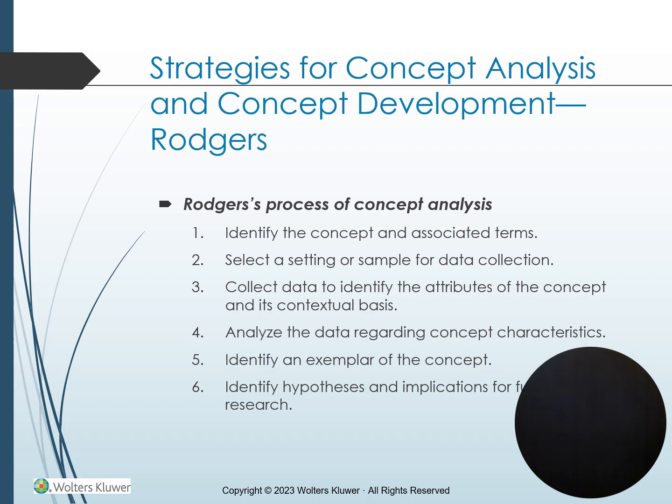Step 3, collect that data to identify the attributes of the concept and its contextual basis. 4, analyze the data regarding concept characteristics. 5, identify an exemplar of that concept. And then 6, identify hypotheses and implications for further research. So if you look at the previous theorists, Walker and Avant, and you look at the theorist Rogers, you see that there are some overlaps in their processes and in their steps.